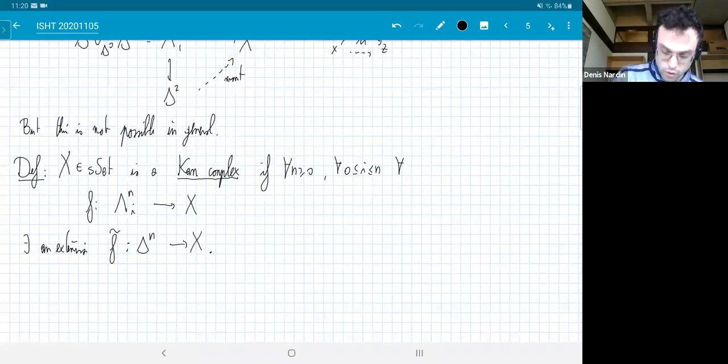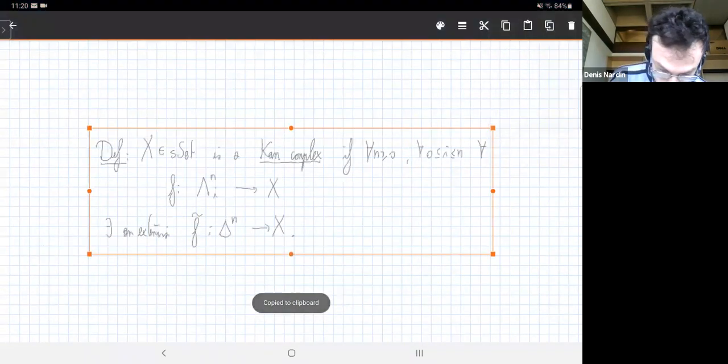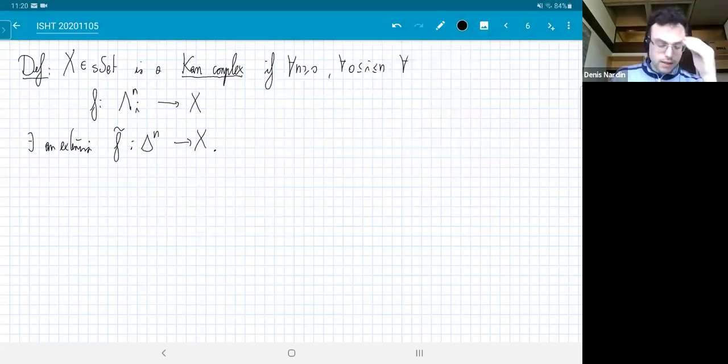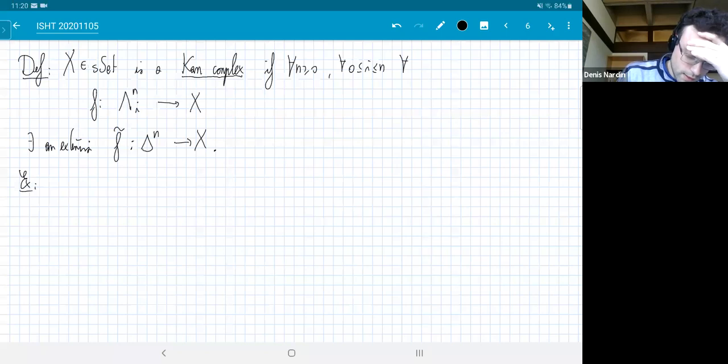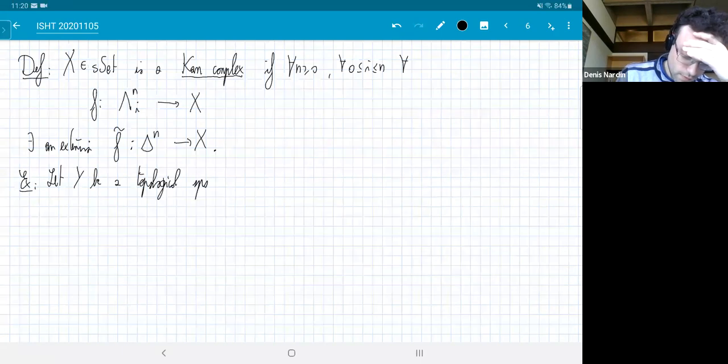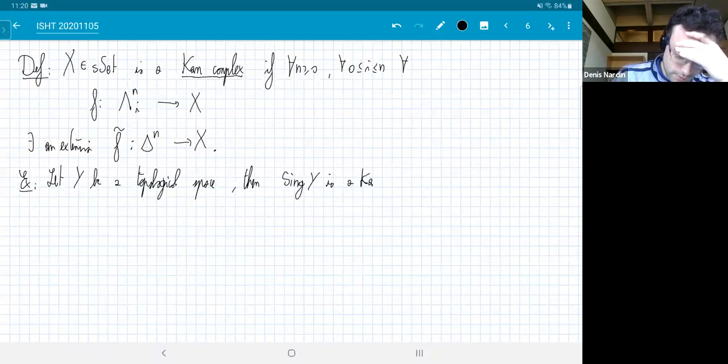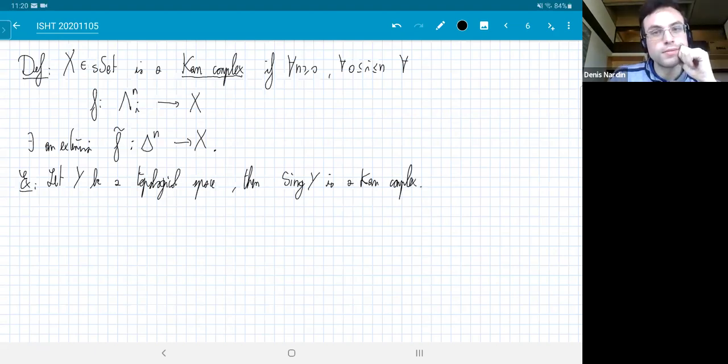So let me give an example. Oh, already out of space. I'm copying the definition. So let me give an example. Let Y be a topological space. Then Sing Y is a Kan complex. So that's good. In a sense, Kan complexes we should think of as simplicial sets that behave like Sing of something. So it's good that Sing of something is indeed a Kan complex. So let's prove it.